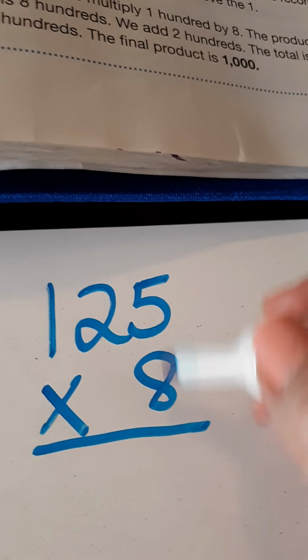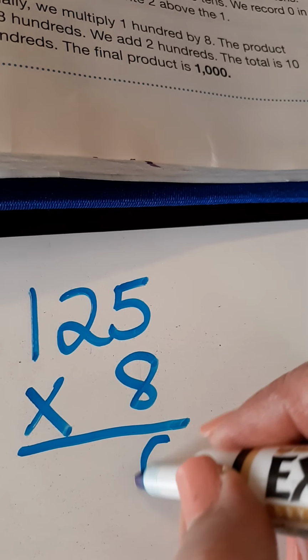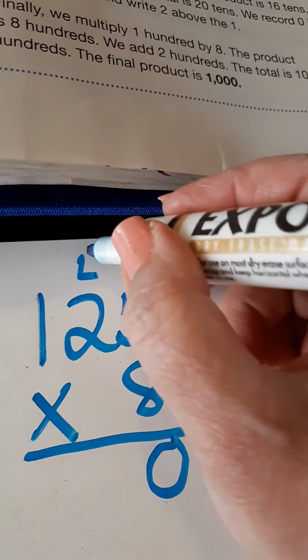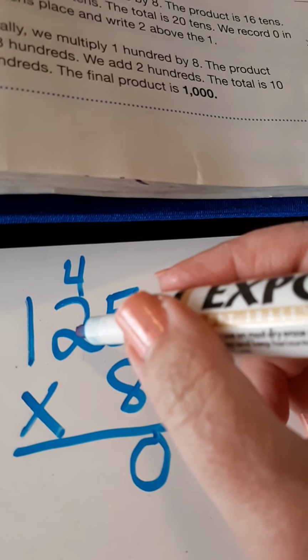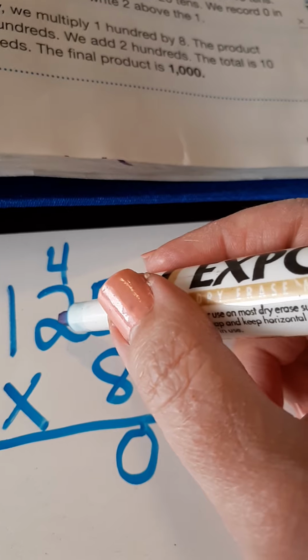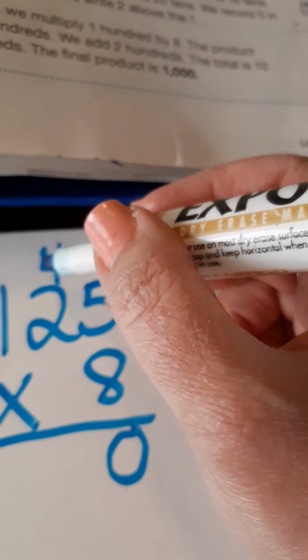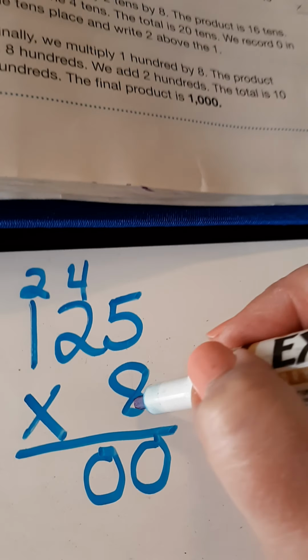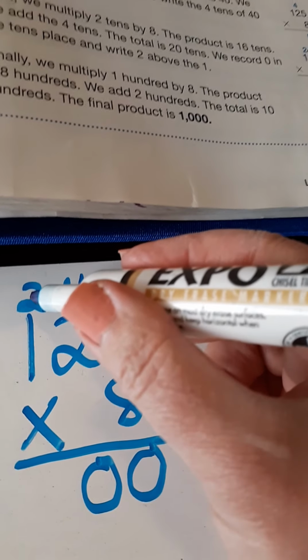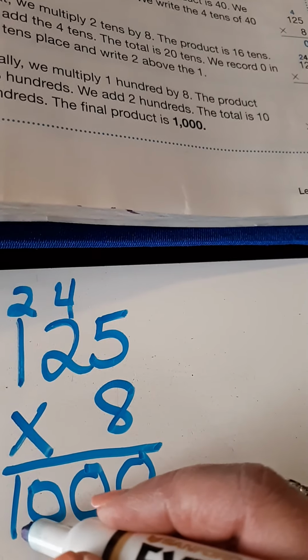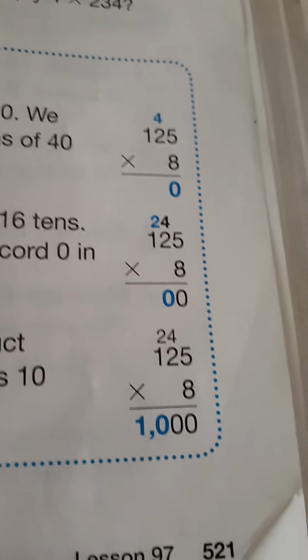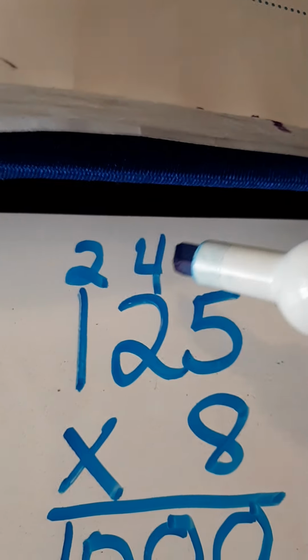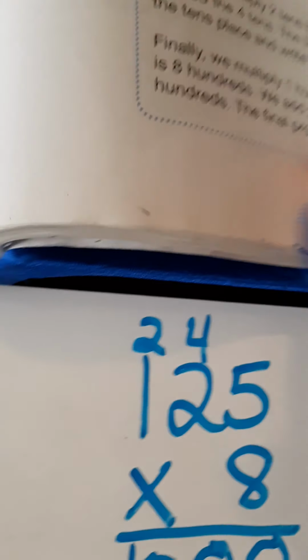Okay, here we go. 8 times 5 is 40. Put the 0, carry the 4, right? Okay, 8 times 2 is 16. 16 plus the 4 on top is 20. Remember, whenever we have that number on top, we always add it at the end. 8 times 1 is 8, plus 2 more is 10. And we've got 1,000, which is what they got right there for their answer as well. Okay, so remember, any of these numbers that do go at the top, we always add those in.